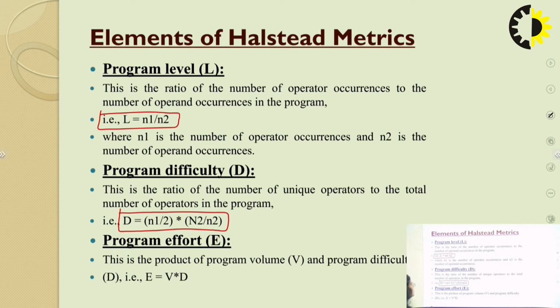Program label, program difficulty label, and the next one is program effort. You can calculate the program effort with the help of the program volume and program difficulty. The program effort E is calculated from V and D: E is equal to V into D. We multiply the program volume by the difficulty label, and with the help of this you can calculate the program effort.